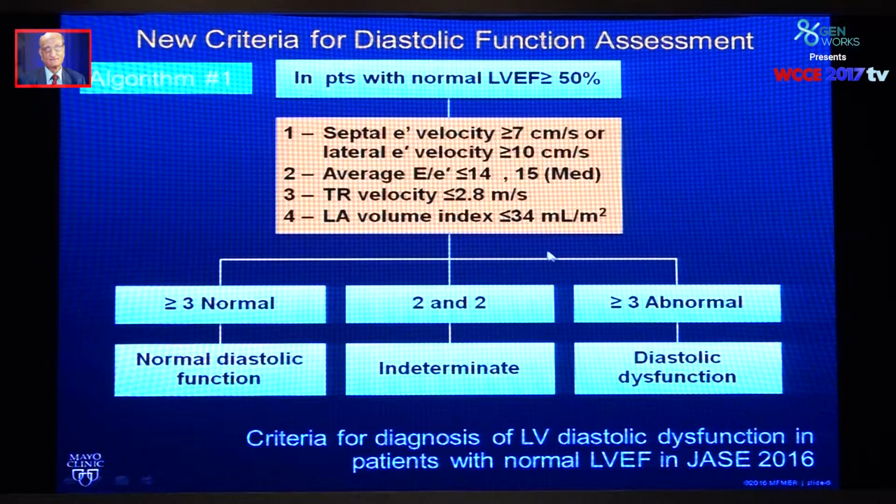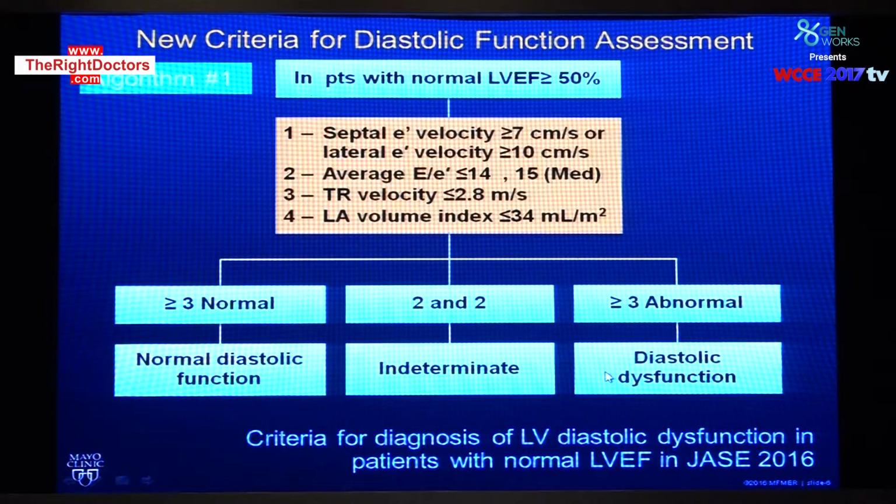As you see here, the first algorithm we published. So we use 4 parameters, and if 3 or more are normal then it's normal diastolic function, and 3 or more abnormal will be abnormal diastolic function. But there are some problems with these diagrams. If I have time, I'll come back to it a little later.